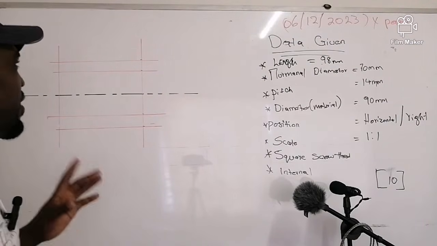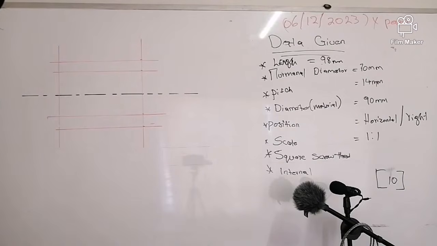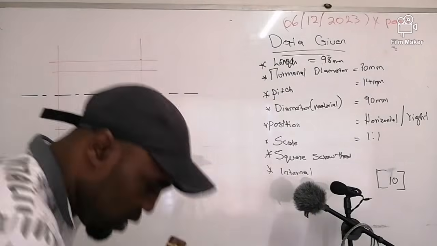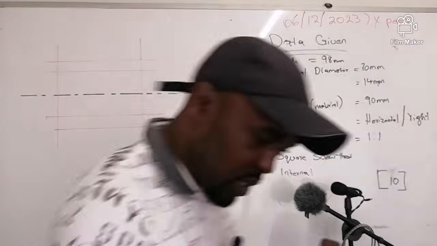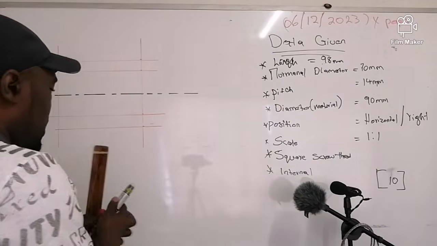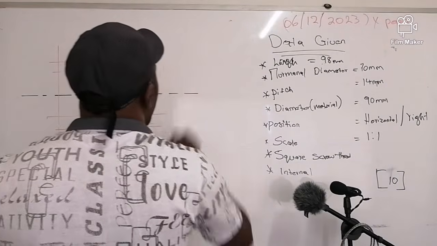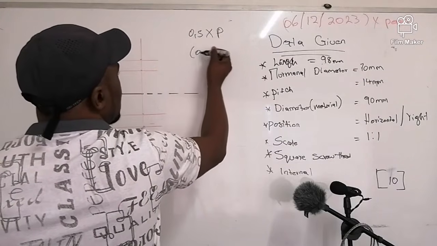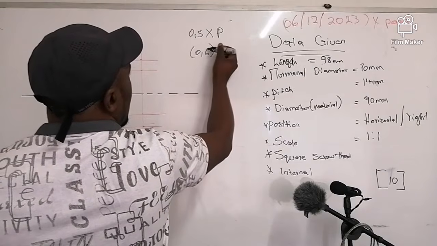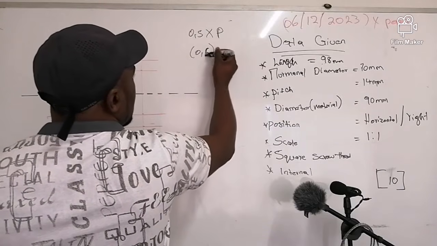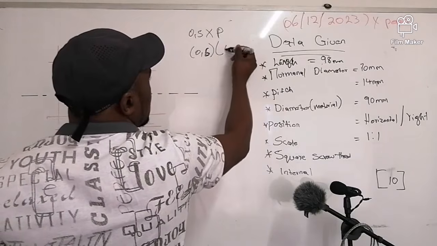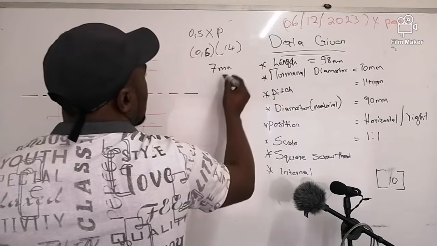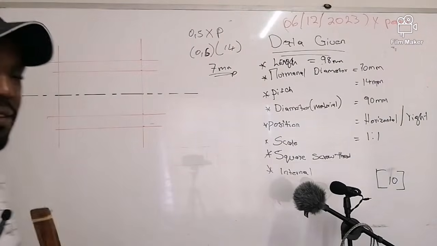So from there, what are you expected to do? So the pitch they said is what? It's 14 millimeter. So you remember, we've got a formula whereby they will say 0.5 times pitch, isn't it? So in this case, we are going to say 0.5, not 0.6. 0.5, which is what? Which is 14 millimeter. How much are you getting? You're supposed to get about 7 millimeter, isn't it?